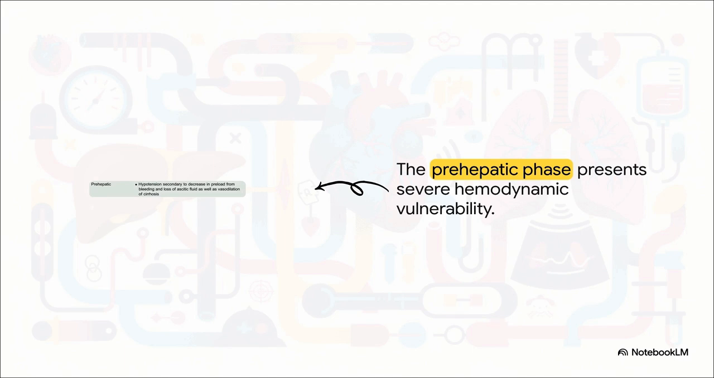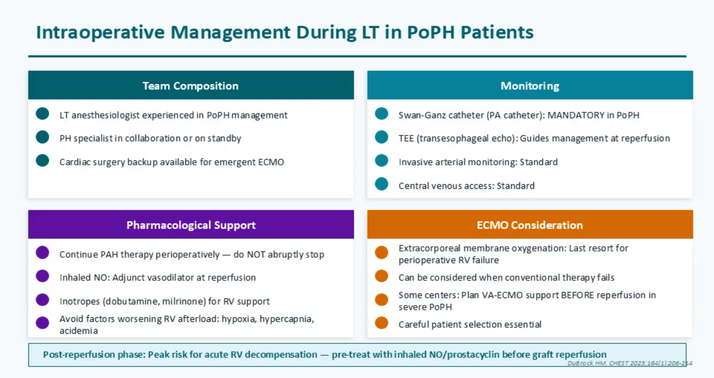Liver transplantation is a massive hemodynamic roller coaster on a good day, and the PoPH patient is already riding right on the edge of the cliff. Let's look at the prehepatic phase.